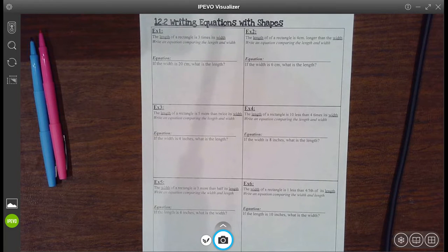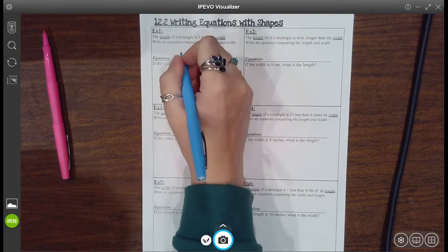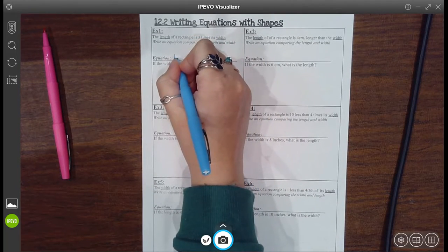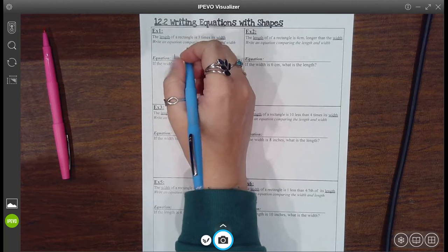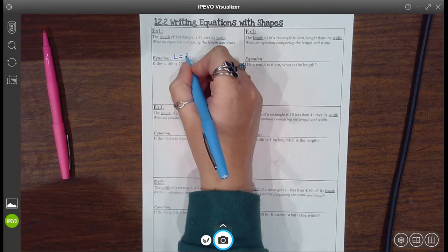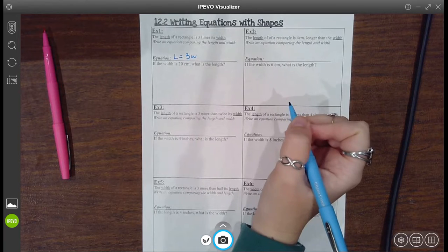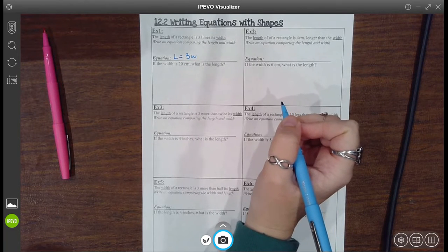Number one says the length of a rectangle is 3 times its width. Okay, so let's go ahead and write that as we read it. So let's use an L to represent length. Of a rectangle is, in the math world, means equals. And what is it equal to? 3 times what? Its width. Okay, there you go. So length equals 3 times W.